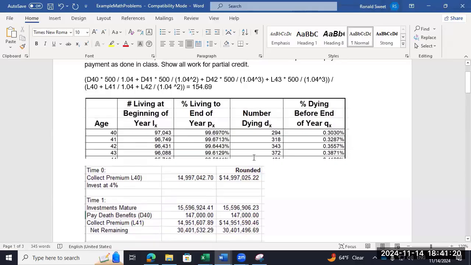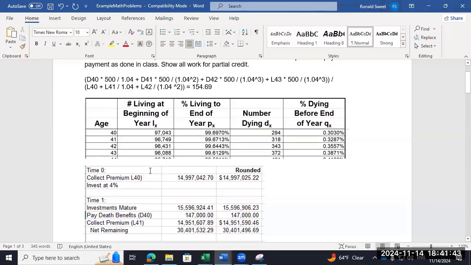97,043, right? You just multiply that by 154.6. Right. That should get you 14,997. You can test it. 2015. And that's the same for each collector premium. Yeah, L41 times 154. That should be 96,749 times 154.69.